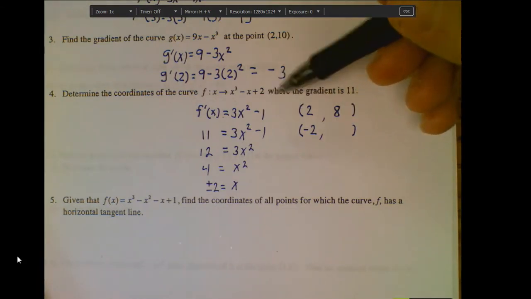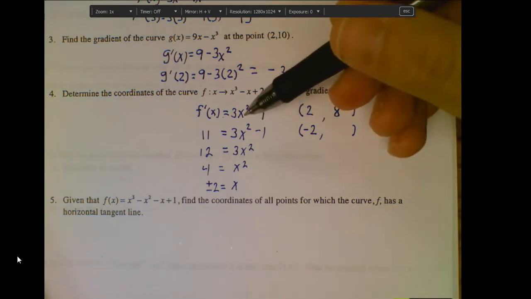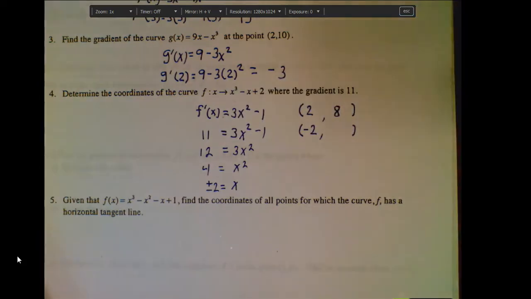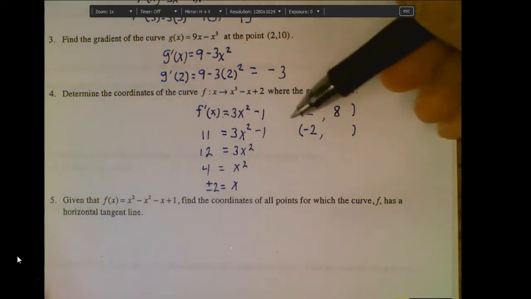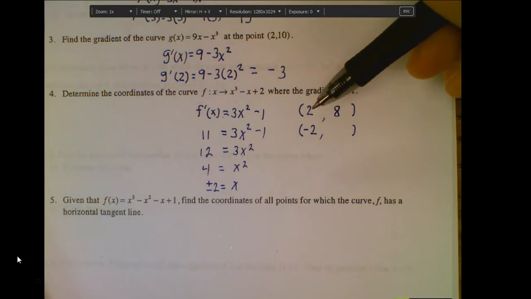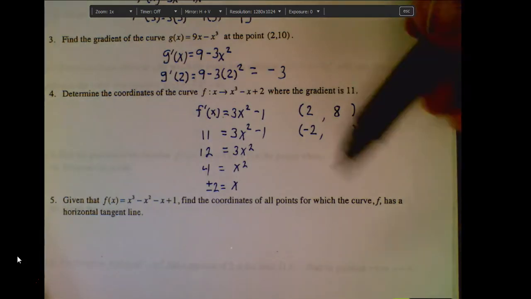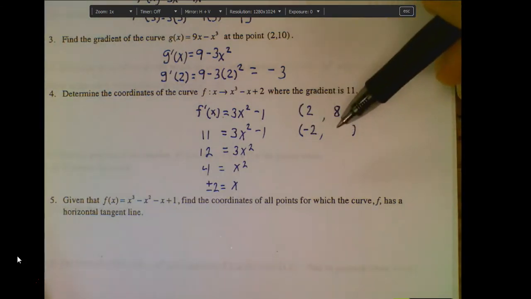From the original function, you get a y coordinate. From the derivative, you get a slope. And so keep that in mind. 2 different uses come from that same x coordinate. In this case, again, I'm looking for another y coordinate.